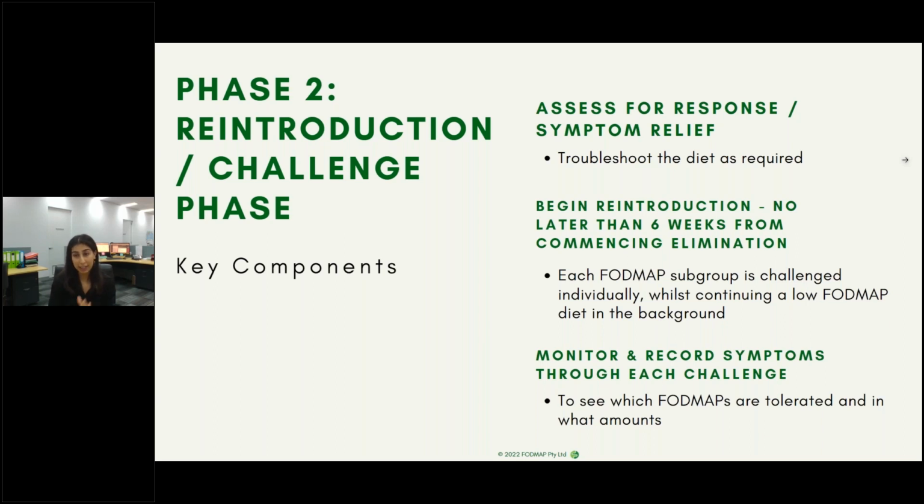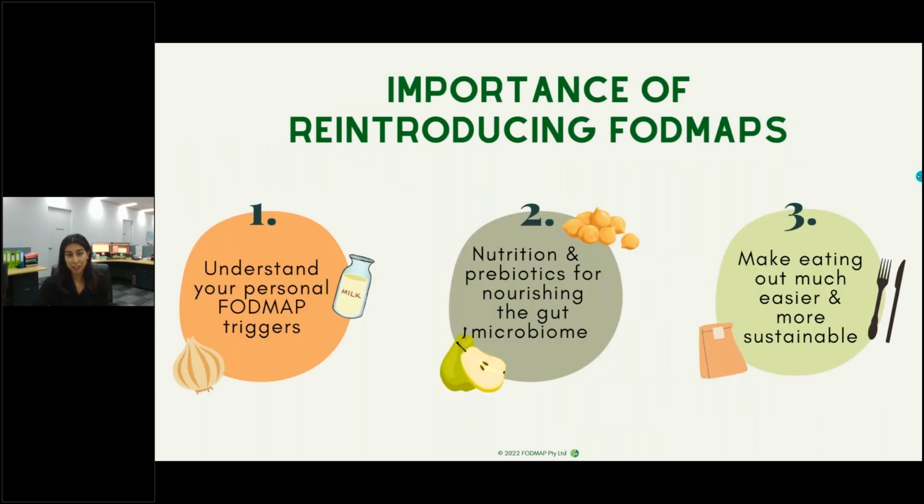As I mentioned, no later than 6 weeks from commencing the elimination phase to avoid any nutrient deficiencies. Each FODMAP subgroup is challenged individually while continuing the low FODMAP diet in the background. And you want to monitor the symptoms per challenge to see which FODMAPs are tolerated and in which amounts. To understand this a little bit better, we can work through a FODMAP challenge in a second.